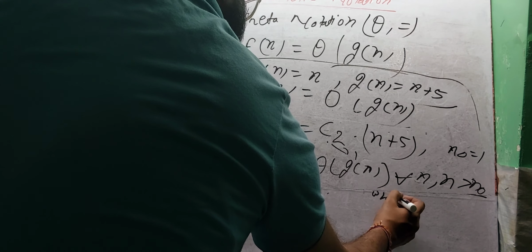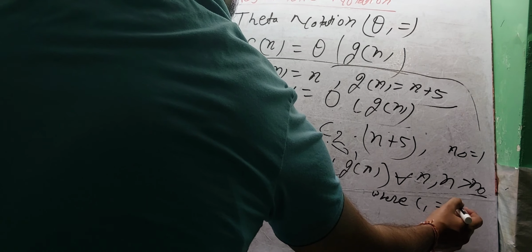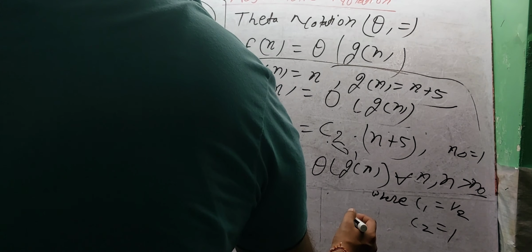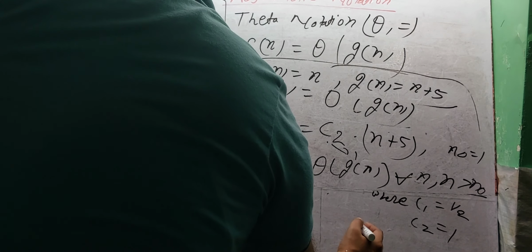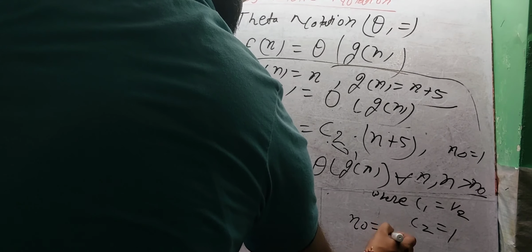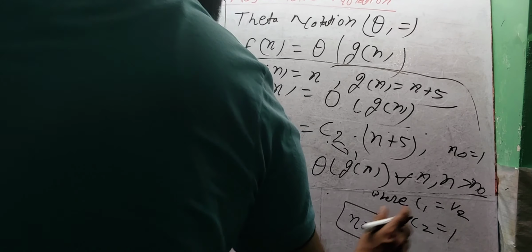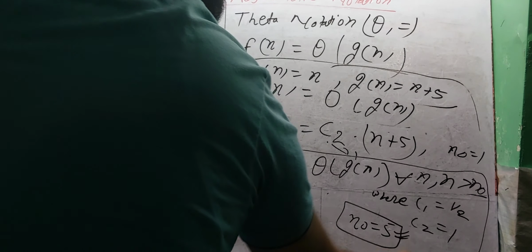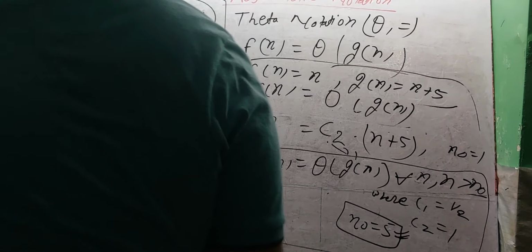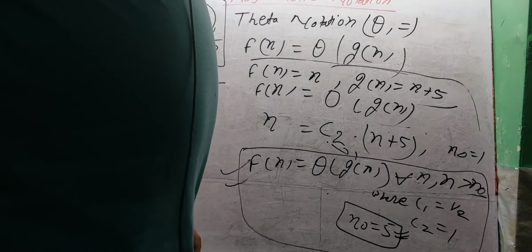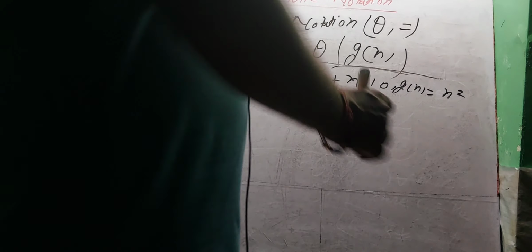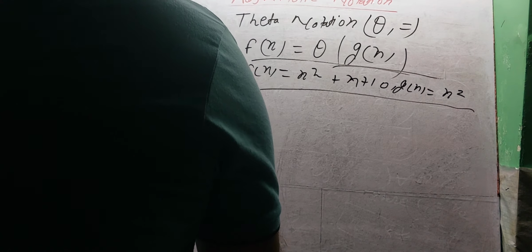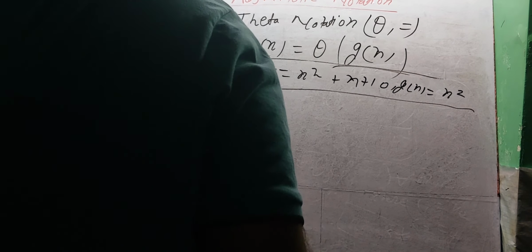where C1 equals 1 by 2 and C2 equals 1. Now n naught equals 5, which is the greatest value. We will take that value for theta. Now take this example. We prove the same type of example for omega and also for big O.